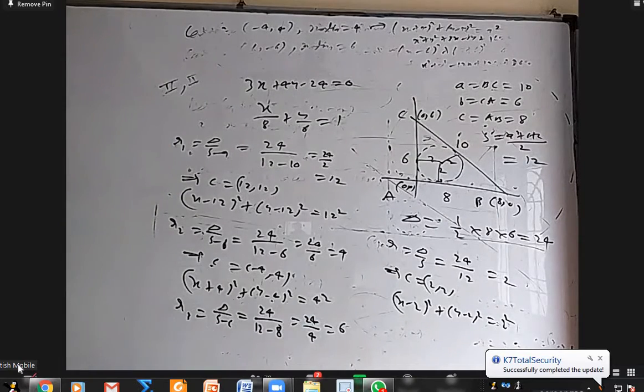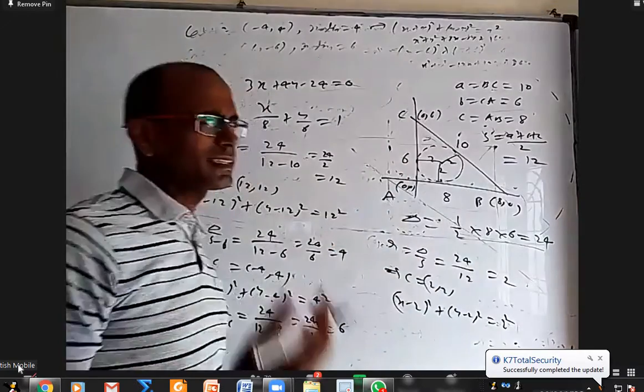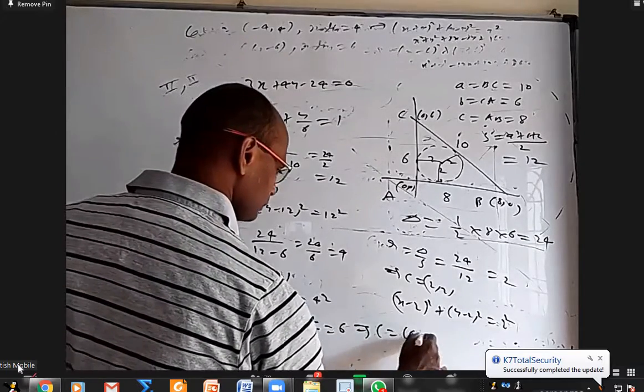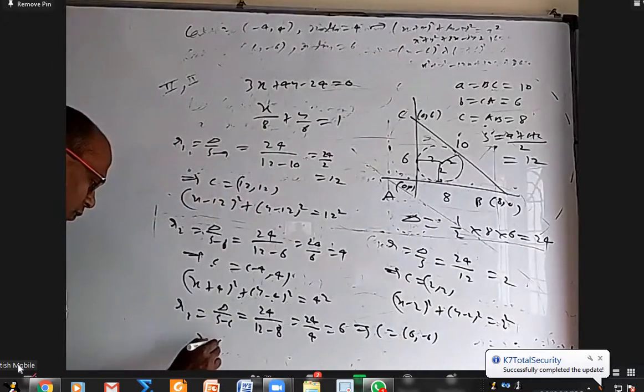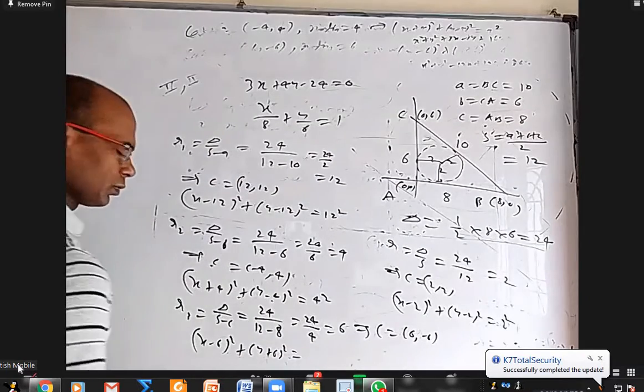Okay, r3 will come 6, and that will be in the fourth quadrant because it is opposite to C, so the center will be 6 comma minus 6. (x minus 6) whole square plus (y plus 6) whole square equal to 6 square.